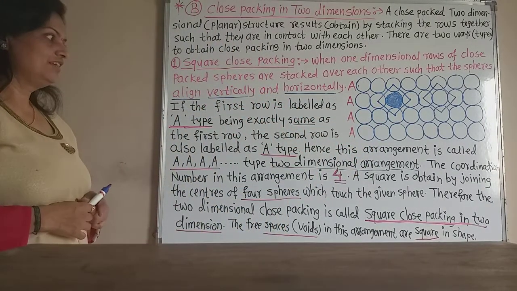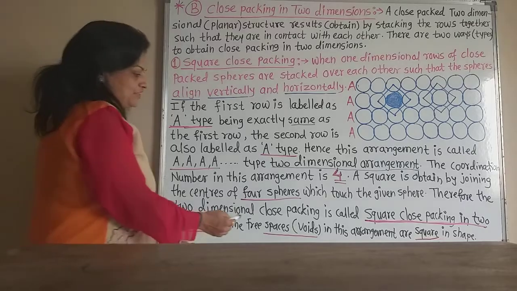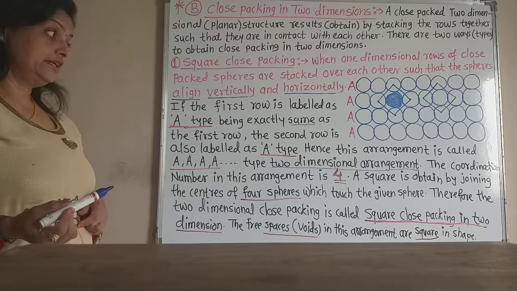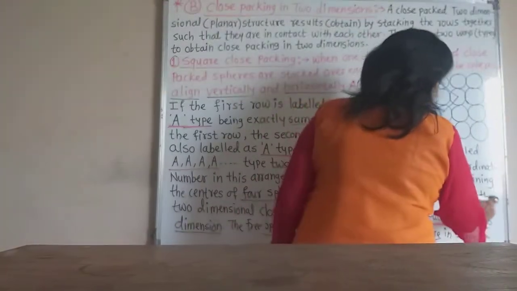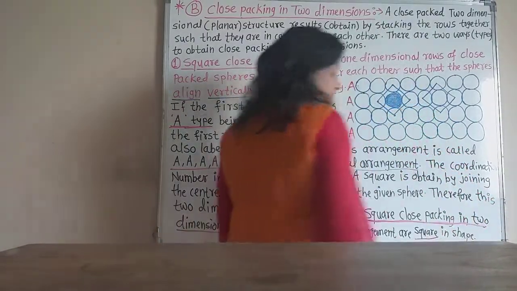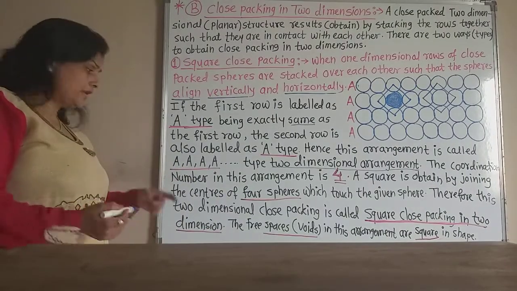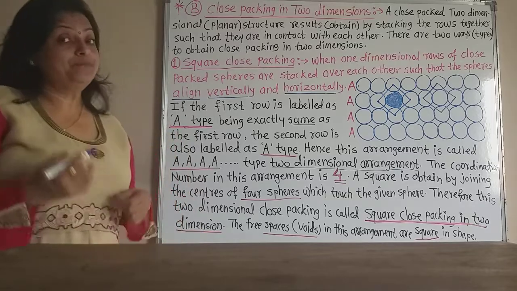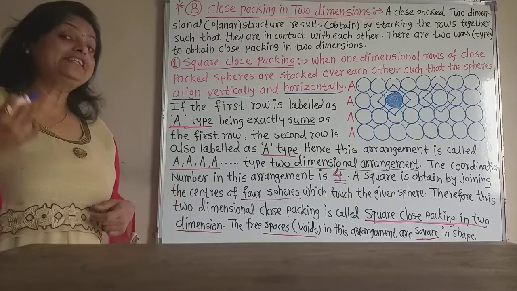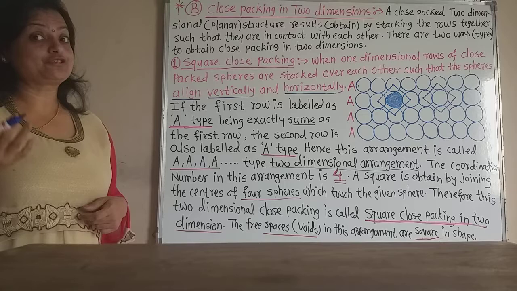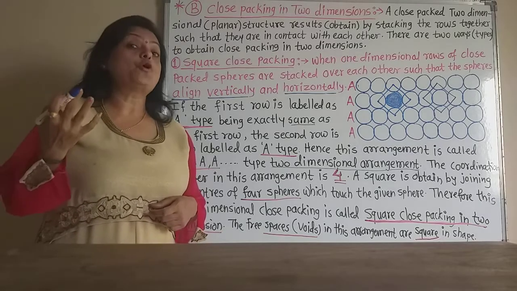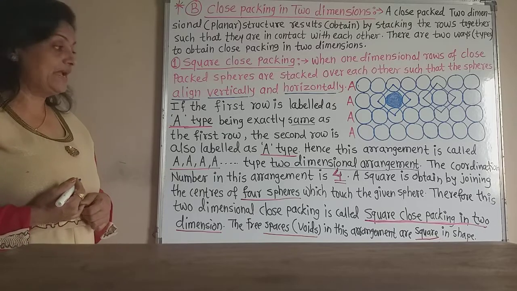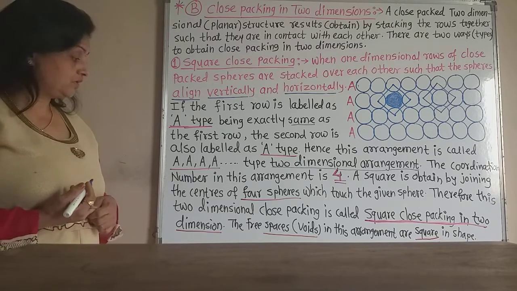And therefore, this two-dimensional close packing is called the square close packing, because if we join the centers of the neighboring spheres of any given sphere, we obtain a square. And so it is called the square close packing in two dimensions.